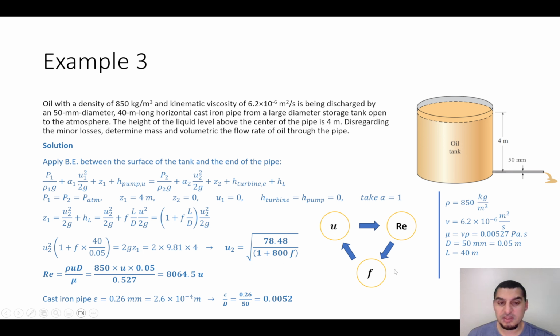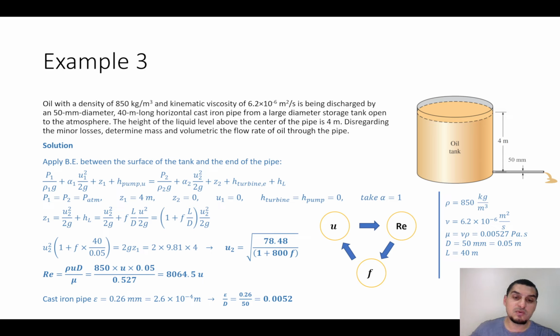Let's say I assume a friction factor, then I can calculate the velocity, and then I calculate Reynolds number, and then I can recheck the friction factor. So I can do a check to see if the assumption that I made was correct or not. If it's correct, then the assumed value and the calculated value will be equal. If it's not correct, then I have to redo the calculations 2-3 more times until the assumed and the calculated values match. And this is what we call an iterative solution.